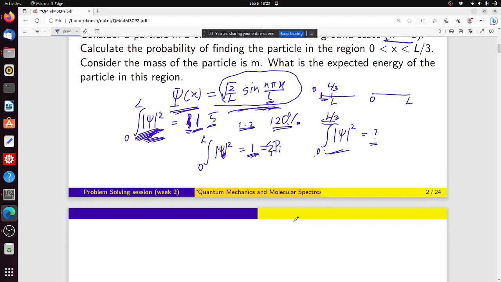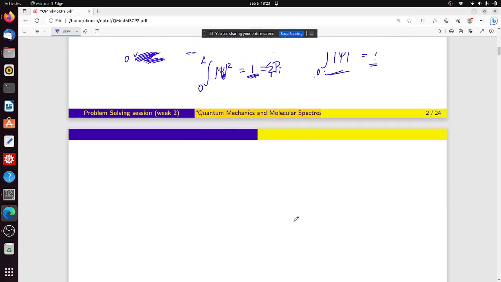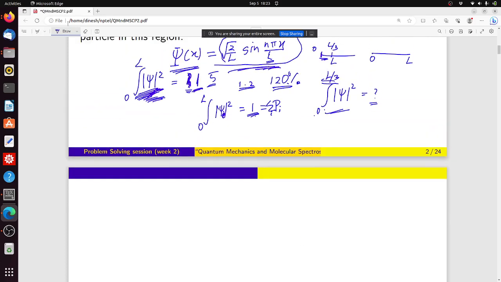Okay, so 3 minutes done. Anybody? Okay, let's do this. So we have to calculate this quantity, 0 to L by 3. You can interrupt me if you get the answer before me. Okay, so I am doing this.